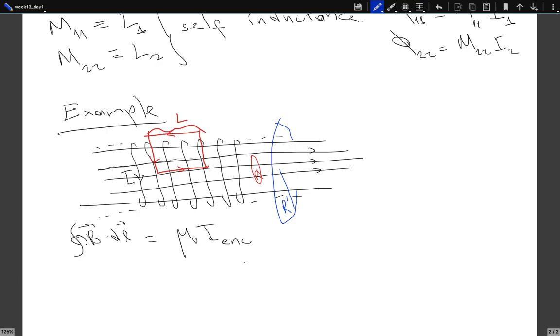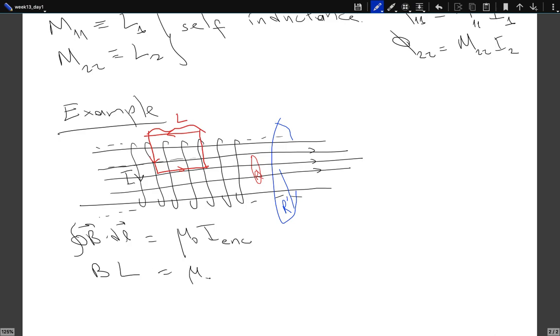Well, we already know that B is in this direction, and only inside the solenoid, there is no B outside, so there won't be any contribution from this side because B and dl along this side will be perpendicular to each other. B and dl along this side, they will be perpendicular to each other. B is 0 along this line, so there is no contribution from that segment. The only contribution is from this segment, where the magnitude of the magnetic field will be constant along that segment. So that integral, B dot dl integral, just becomes the magnitude of the magnetic field times L.